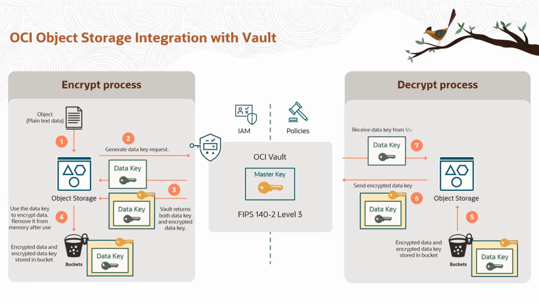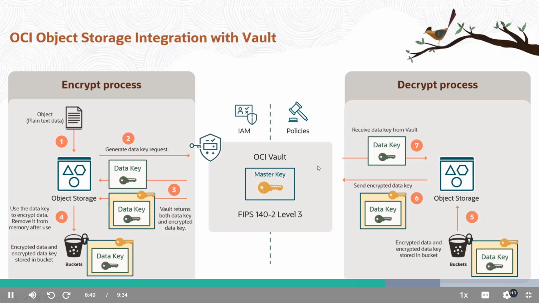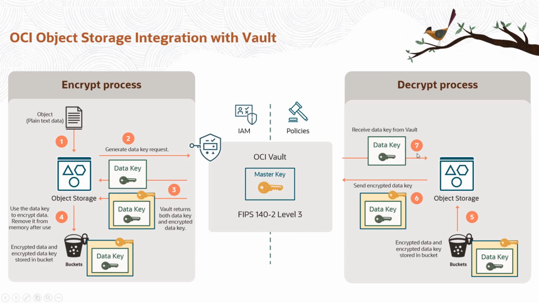Now the vault service has a master encryption key. So it looks at the encrypted data key, it removes the envelope encryption, and then it sends the data key from the vault, right? And this is the plain text data key. And now the object storage service can take this plain text data key and decrypt the data, the ciphertext, back to plain text. And then once it is done, it removes the data key from memory as soon as that process is over, right? So this is how it works end to end.